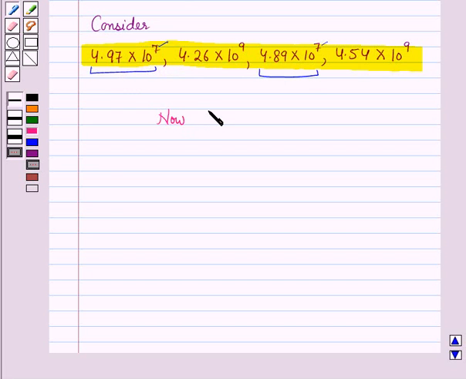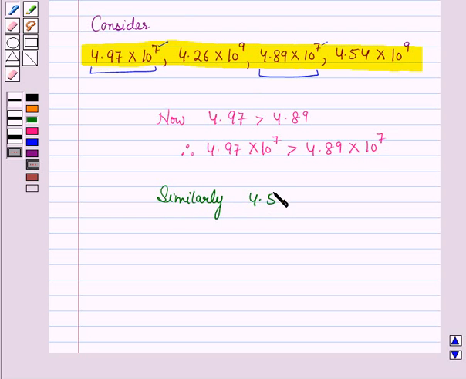Now 4.97 is greater than 4.89. Therefore 4.97 into 10 raised to power 7 is greater than 4.89 into 10 raised to power 7. Similarly, 4.54 into 10 raised to power 9 is greater than 4.26 into 10 raised to power 9. Now, exponent 9 is greater than 7.